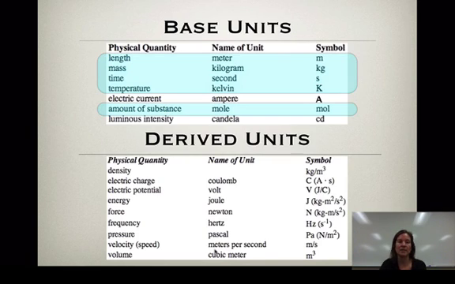On the bottom derived list, we'll definitely use density. We use energy, which is measured in joules. In this class, we use pressure. There's lots of different units for pressure, but this one has pascals.